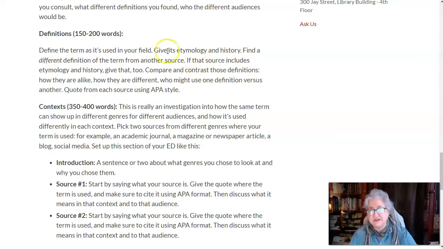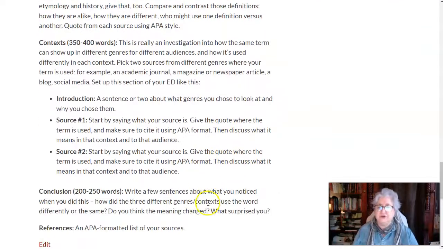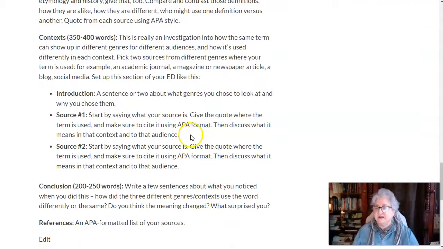All right, so if this is your definition that you're used to, and a definition that may make sense to you but you've never thought of before. And then how it's used in 2 different sources. And this is when you get into the different contexts, right? The professional journal versus the layman's journal, the non-professional journal. So you say what the source is, how the term is used, what it means in that context and that audience.